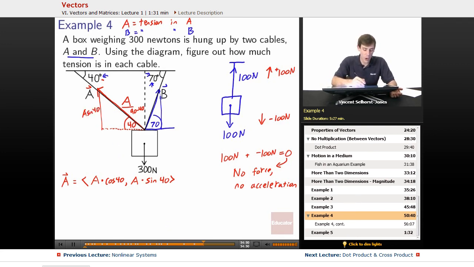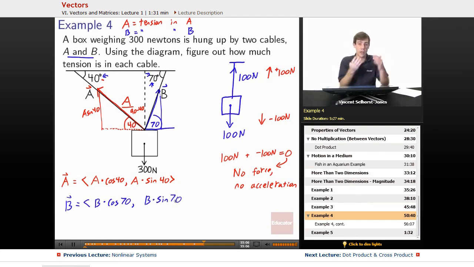Next, we can talk about vector B. We can break it down in very much the same way. So that'll be B times cosine of 70, because the angle connected to the side adjacent is 70 degrees, and B times sine 70, right? So we can get this all just from basic trig.